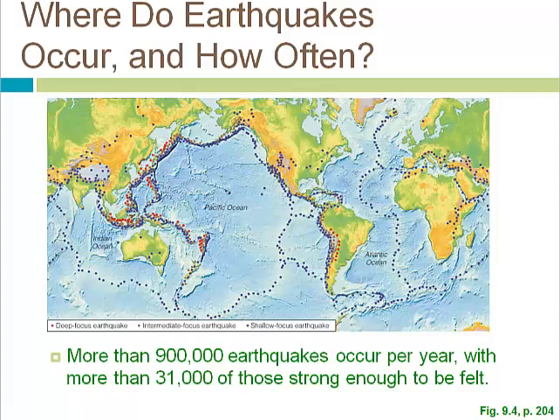But in this case, you'll see all of the deep focus earthquakes are happening along the Ring of Fire, which are the red ones. We don't have many deep focus earthquakes up here in North America, which is good and bad depending on how you look at it. But we have about 900,000 earthquakes a year, and 31,000 of those are strong enough to be felt.